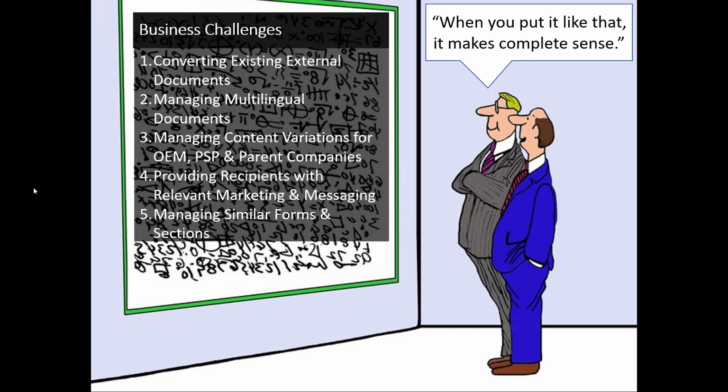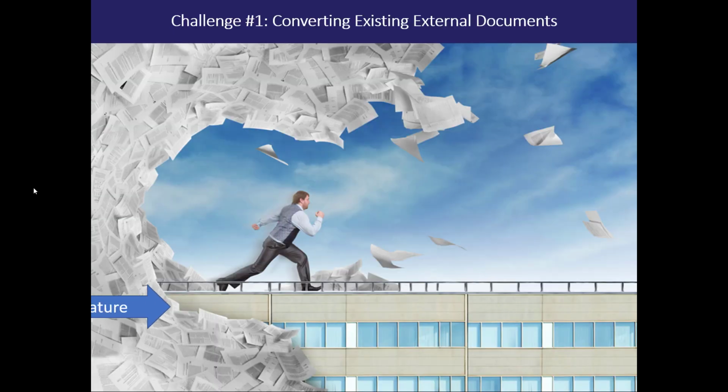Next, managing content variations. This is particularly beneficial for those of you who are OEMs, print service providers, or parent companies to manage contact information, logo variations, and even color schemes. Next, providing recipients with relevant marketing and messaging by allowing the messages to be data-driven, thus specific to your recipients. And lastly, managing similar forms and sections. For example, forms can share the same letterhead or signature block, and rather than building a unique template for each letter, build a universal template that accommodates all versions.